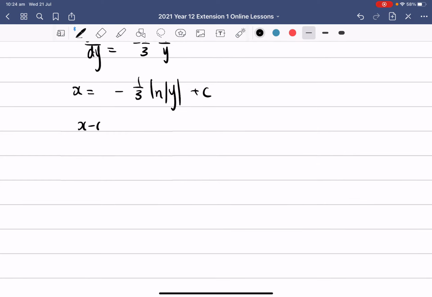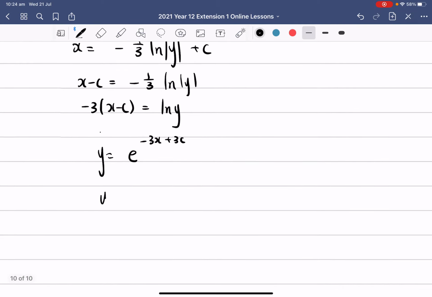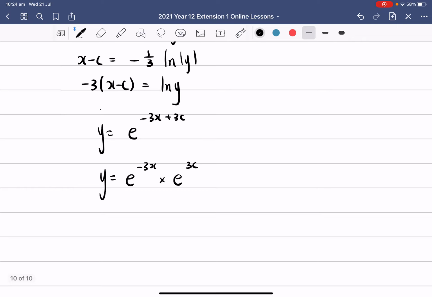So you get x minus c is equal to negative 1 over 3 ln absolute value of y. So negative 3 times x minus c is equal to ln y. Therefore y is equal to e to the power of minus 3x plus 3c. Then we can simplify this into e to the power of minus 3x times e to the power of positive 3c. Since e to the power of 3c is a constant number, we can replace that constant by a. So that becomes a e to the power of minus 3x.